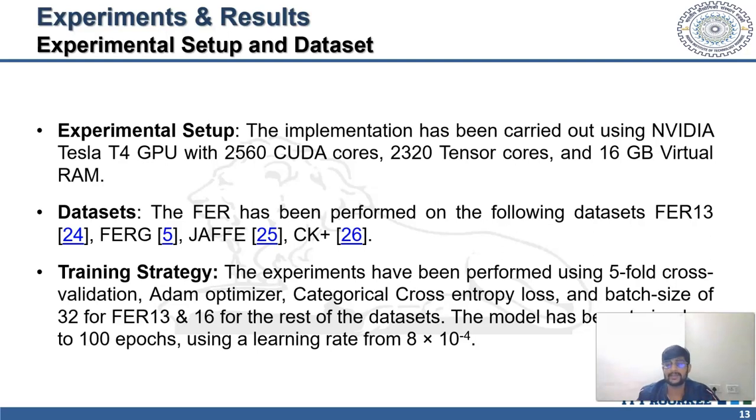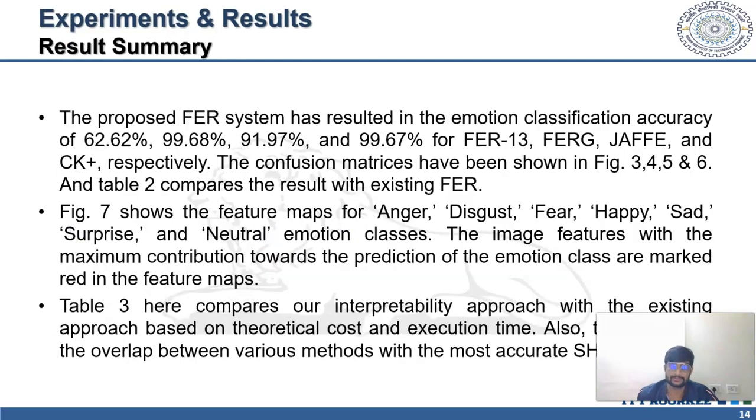The experimental setup used for this is an NVIDIA Tesla T4 GPU with 2560 CUDA cores and 320 Tensor cores with 16 GB of virtual RAM. The datasets used by us are FER13, FERG, JAFFE, and CK+. All the experimentations are performed using 5-fold cross-validation, Adam optimization, categorical cross-entropy loss, and batch size of 32 for FER13 and 16 for the rest of the datasets. The model is trained up to 100 epochs for each of the datasets with a learning rate of 8 into 10 to the minus 4.